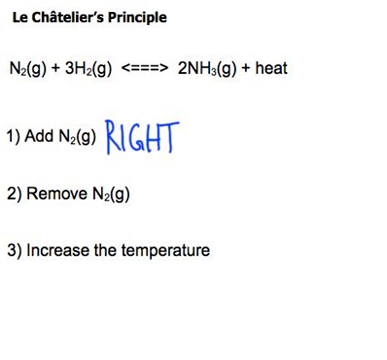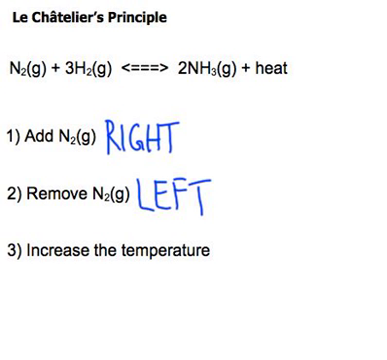Another way to shift the equilibrium is to remove one of the products or reactants. In this case, I'm removing N2. That means I'm going to have too little N2, so I'll want to make more. If I go in the left direction, I'll be making N2 from NH3. That'll replenish my supply of N2 and reestablish equilibrium.